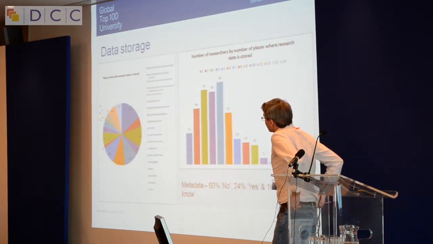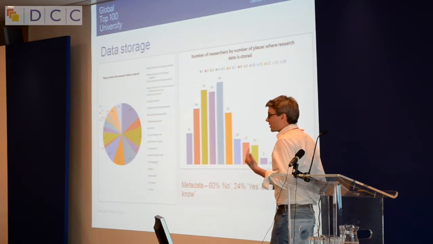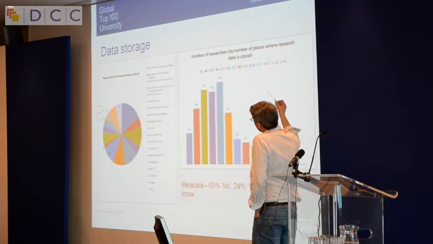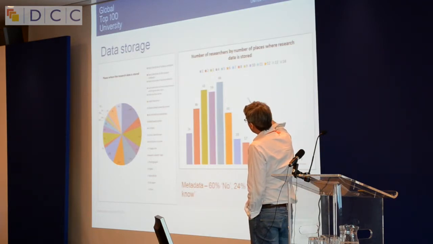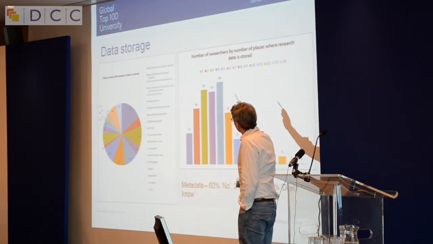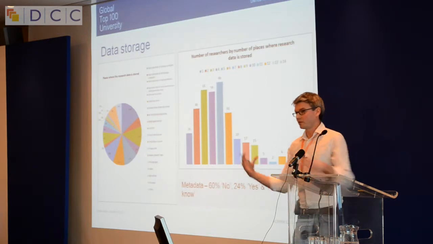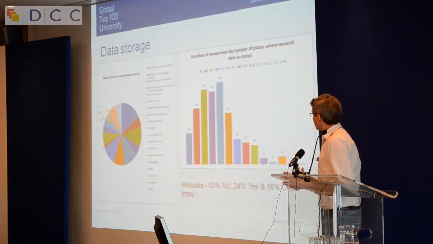Data storage, again, USB sticks, network drives, really all over the place. And we did a bit of analysis as well to look at where all this data is actually stored. So typically, researchers are storing data in at least 5 places. So you can see there's a huge problem with research data management.